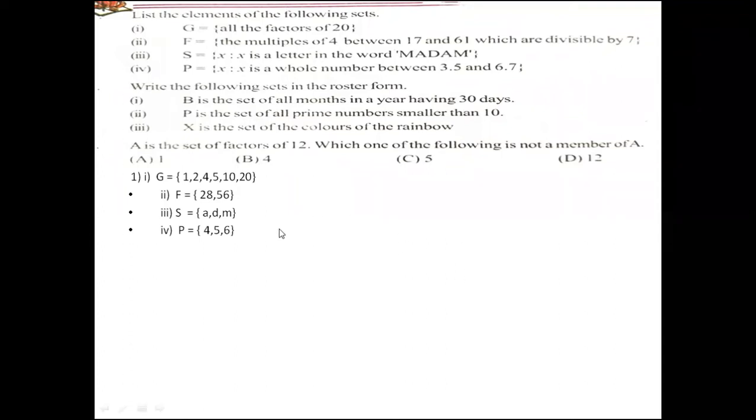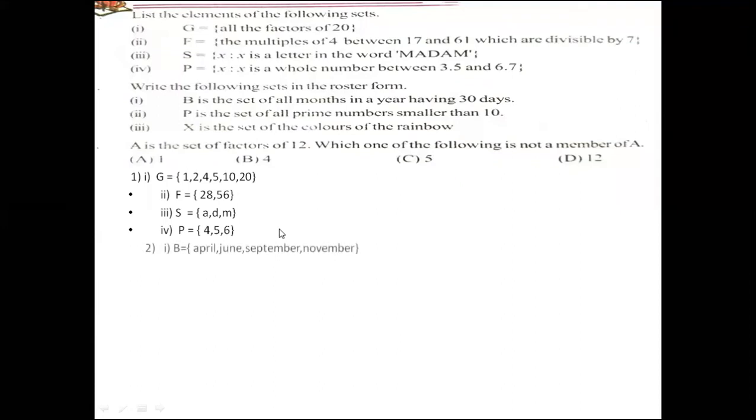So if you write a set for this, the same can be written as B is equal to April. April is a month of 30 days. June is a month of 30 days. September is also a month of 30 days. And November is also a month of 30 days.